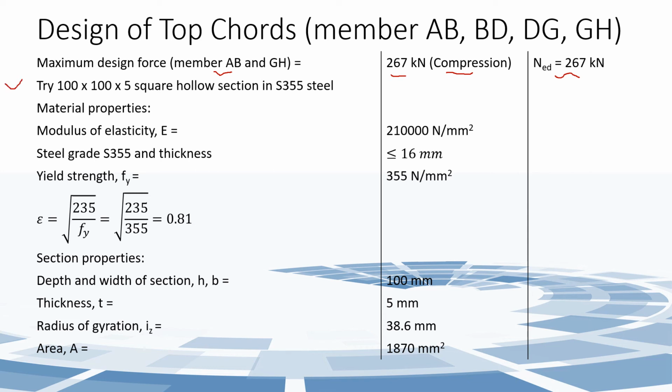Now we try the size for the steel: 100 by 100 by 5 square hollow section in grade S355. Modulus of elasticity from Eurocode 1, steel grade S355 and thickness from the code, you see that it is less than 16 mm. So fy is equal to 355 Newton per mm square. Calculate epsilon, and we get 0.81. And from the section properties of this size, we will get all these parameters.